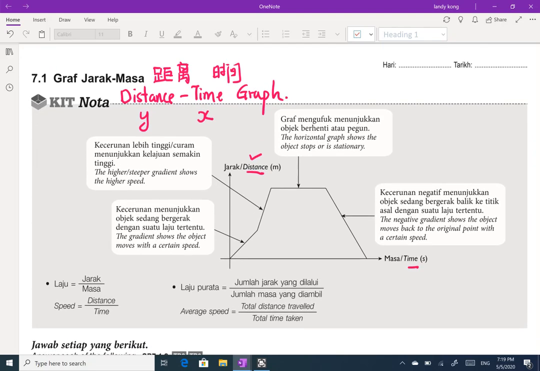So we need to know a few items for this graph. If I say this is x1, y1, this is x2, y2. So if I find the gradient, that means gradient is equal to y1 minus y2 over x1 minus x2. This is how we find the gradient for a graph. So, for this distance versus time graph, the gradient is equal to our speed. So, the gradient shows the speed.